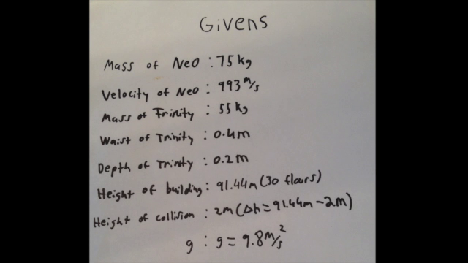So to begin with, we had the mass of Neo, which was 75 kilograms, the velocity of Neo, which was 993 meters per second, the mass of Trinity, which was 55 kilograms, the waist of Trinity, which was 0.4 meters, the depth of Trinity, which was 0.2 meters, the height of the building, which was 91.44 meters, or 30 floors, and the height that the collision happened was 2 meters above the ground.